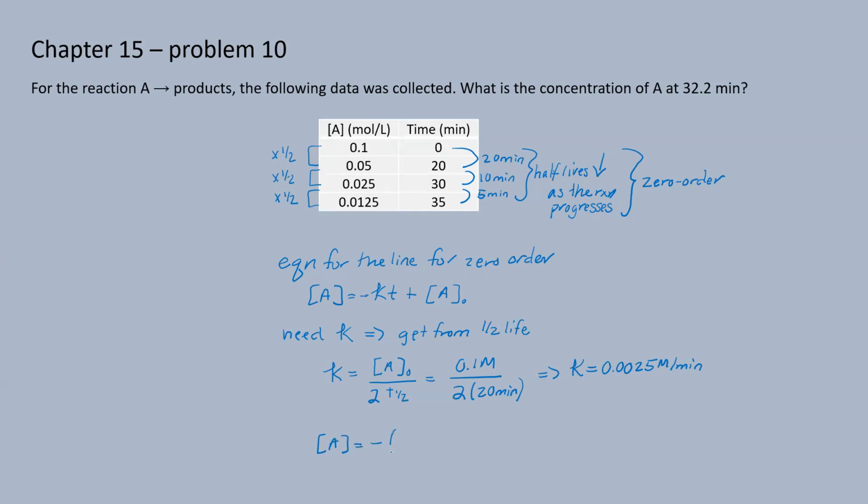So negative k, so negative 0.0025, times our time, which is going to be 32.2 minutes, plus the initial concentration, which is 0.1. This gives us a value of A to be 0.0195.